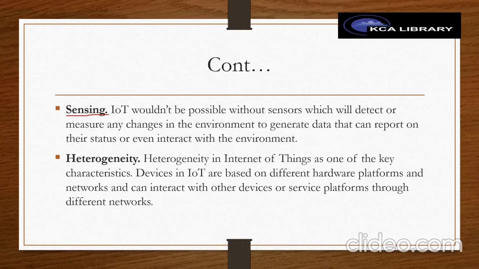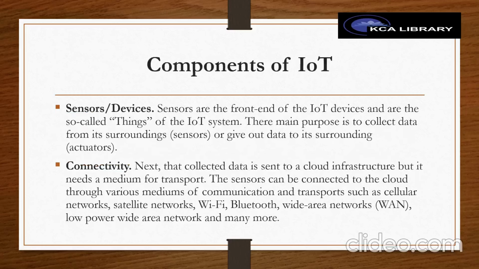Okay, so we also have the characteristic of heterogeneity. So these devices run on different platforms. So through that kind of, they have to connect with each other, and that's what we are describing in this characteristic. Then we have the components of Internet of Things.